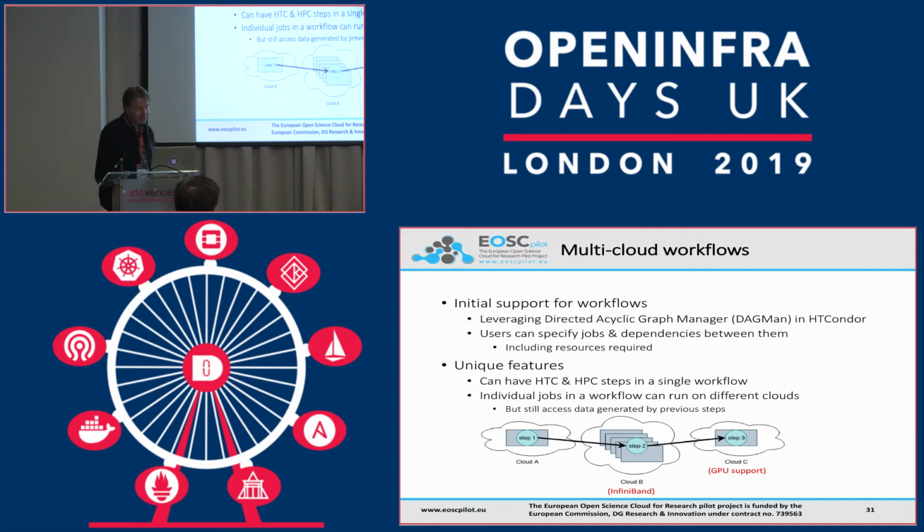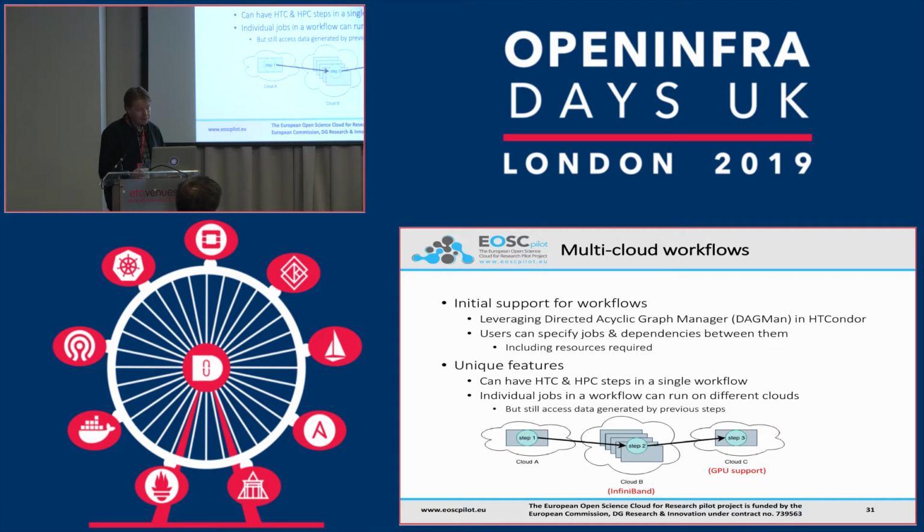Because we can easily access data no matter where the jobs are running, one thing that now allows us to do is to have workflows that can run across multiple clouds. Our initial support for workflows uses something called DAGMan, which is available within Condor, which we're using anyway. Users can specify their jobs and dependencies between them, including resource requirements, and then the system will take care of running those jobs in the correct order.